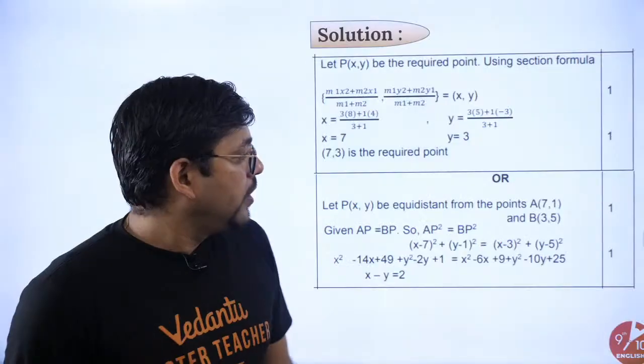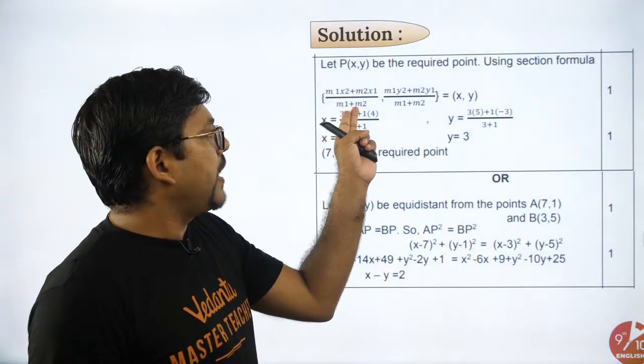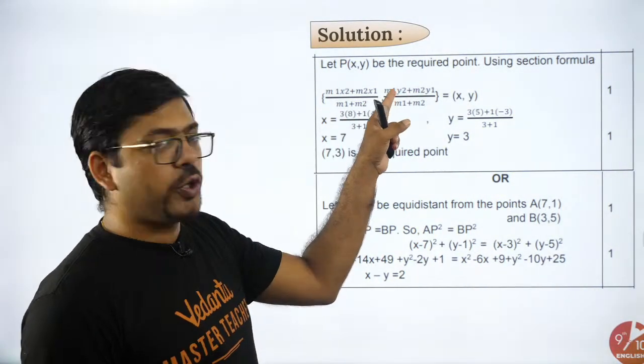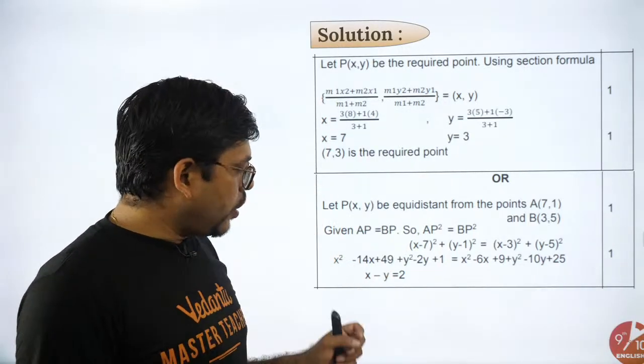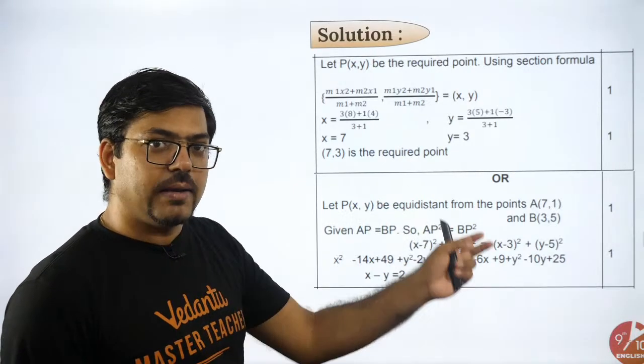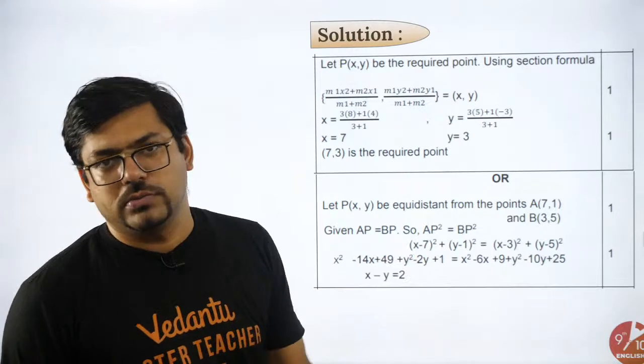So let's see. First one, you have to use the formula (mx2 plus nx1) upon (m plus n), and (my2 plus ny1) divided by (m plus n). The same way you will get x and y. Here also in the second case, you have to do the same thing. Equate the equations. Once you do that, you will be getting the line very easily.